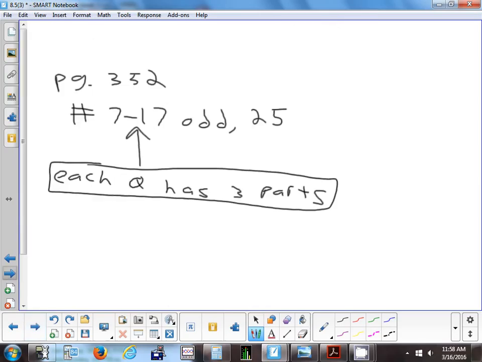All right, so homework for tonight in the packet, it's on page 352. I want you to try 7 to 17 odd, and 25. On 7 to 17 odd, each question has 3 parts, but they're all related. I think the first part is find the dot product, then find the angle, and then say if they're parallel, perpendicular, or neither. Okay.